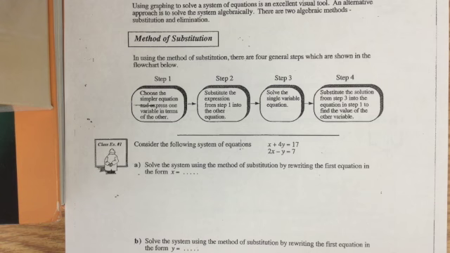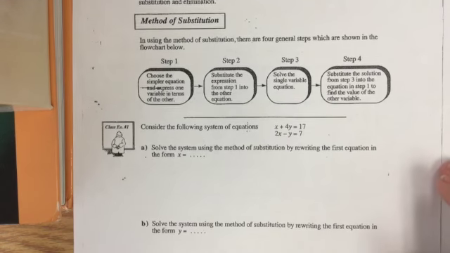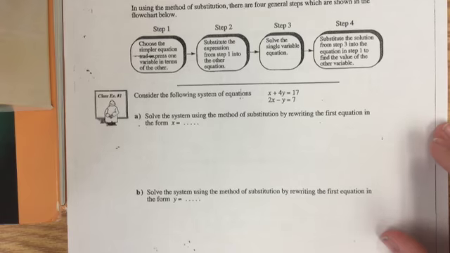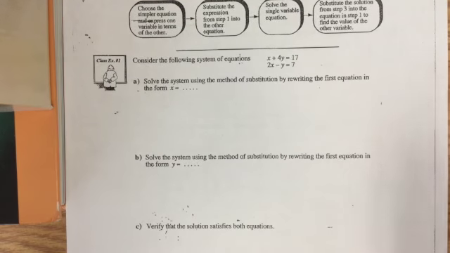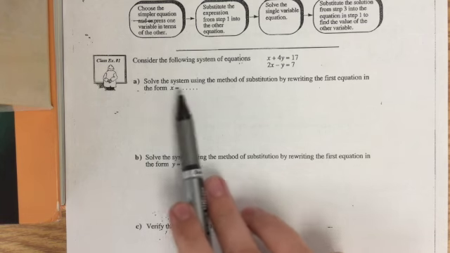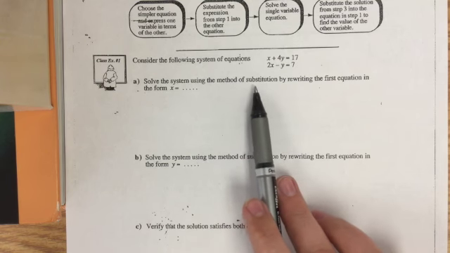And so it's quite difficult looking at that flow chart to try and decide what we're supposed to do, but if we do a little bit of practice, it's going to make sense, or we can kind of talk ourselves through those steps. So here I'm looking at a system of equations. I'm seeing x plus 4y equals 17 and 2x minus y equals 7. Together those are two equations, they form a system. I want to, in A, solve the system using substitution.